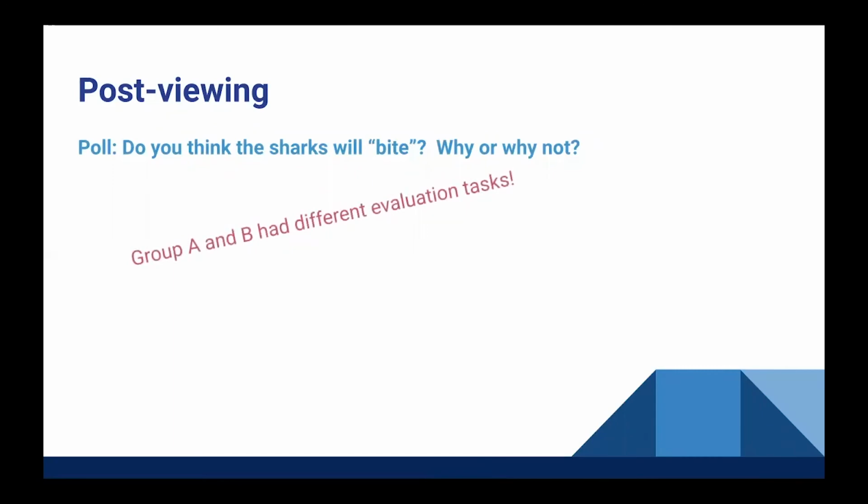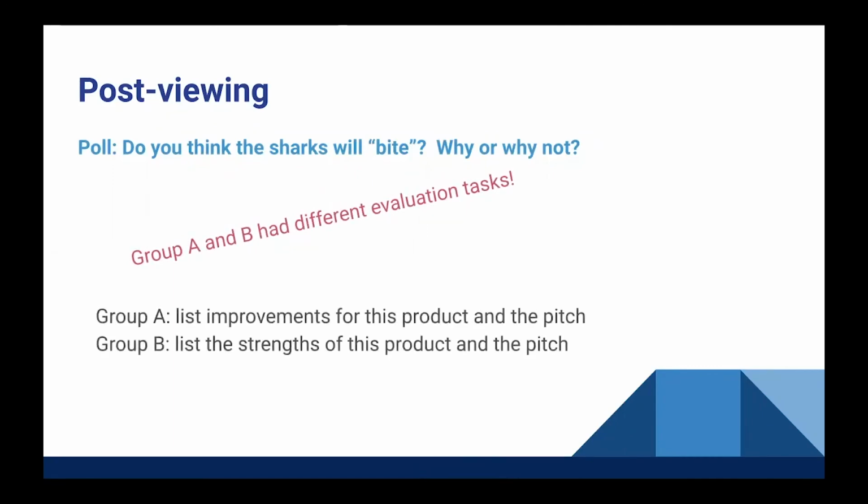And then group A and B had different evaluation tasks. So group A, their one person who's going to speak for the group, is going to list the improvements for the product in the pitch. And then group B is going to list the strengths of the product and pitch. And now we can have a more in-depth discussion. We can use the chat to discuss. We can use just talking out loud to chat. And there are lots of different ways we can go with this.